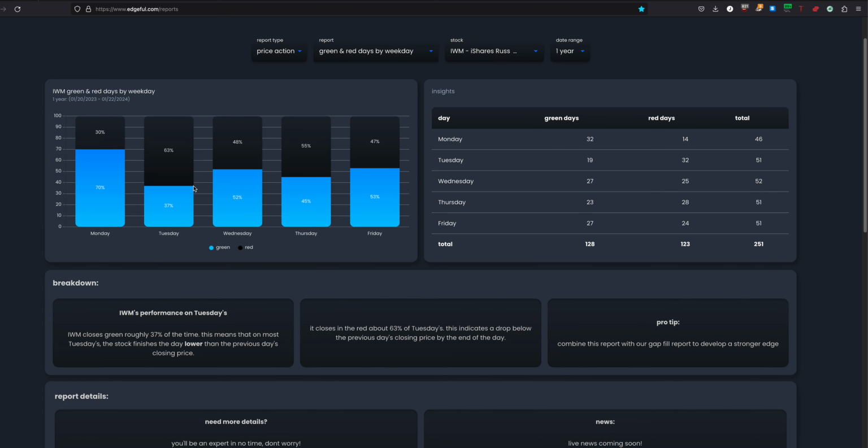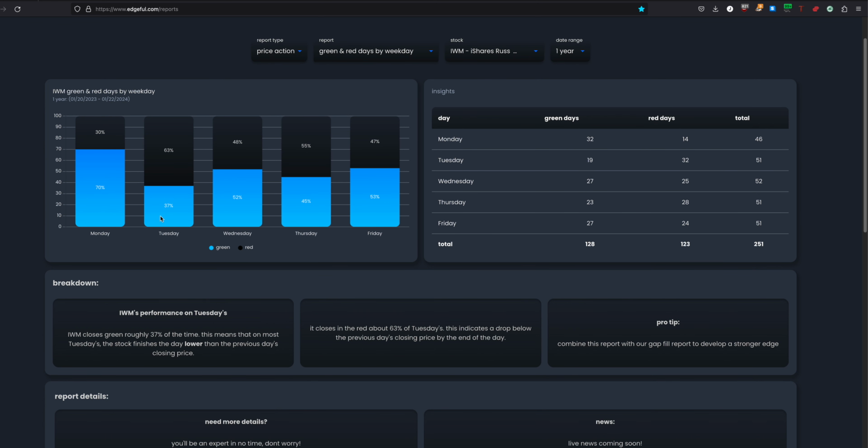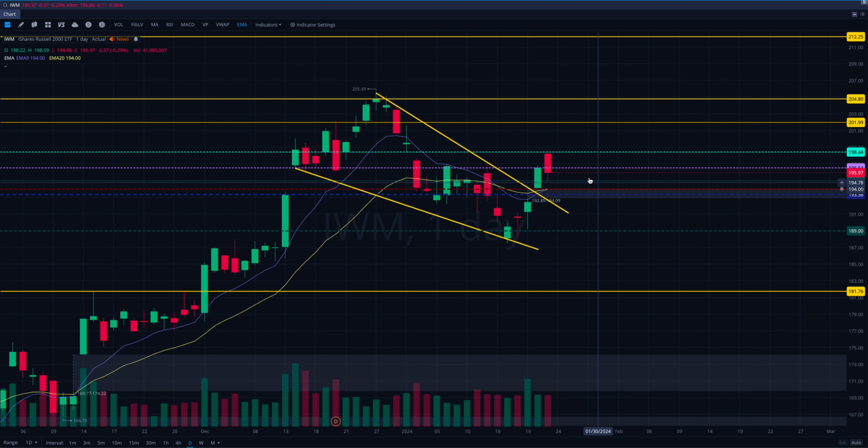Or maybe I was going to take the trade anyway, but I didn't know how much I trusted it, or maybe I was going to go lighter size or take profits quicker. And having this extra data that's telling me how frequently we close red on Tuesdays. Here's your previous day's closing price. That means the data is saying we're going to close below this level, even though we gapped all the way up here. All right. That's a $2 move just to go from green to red.